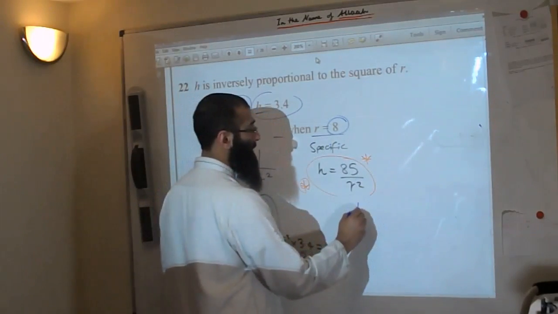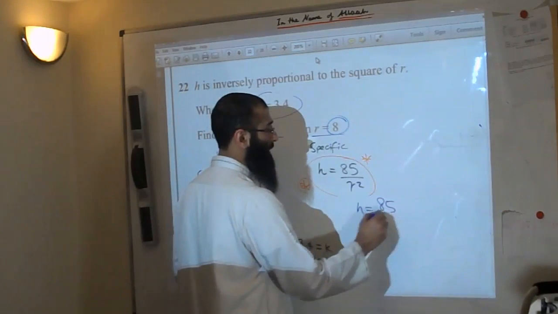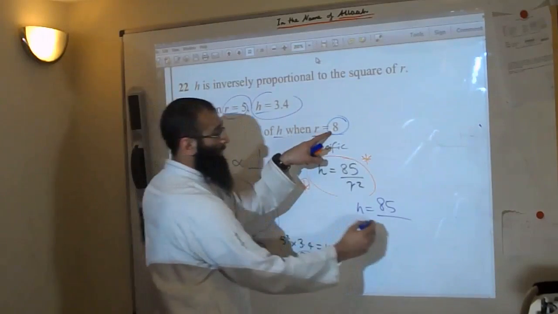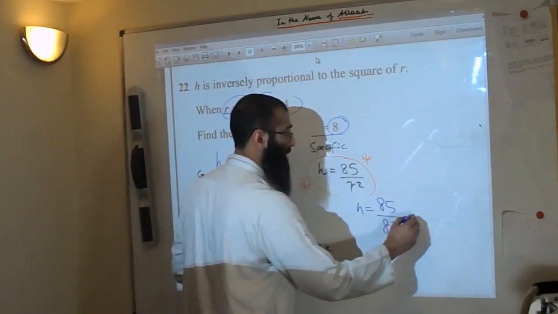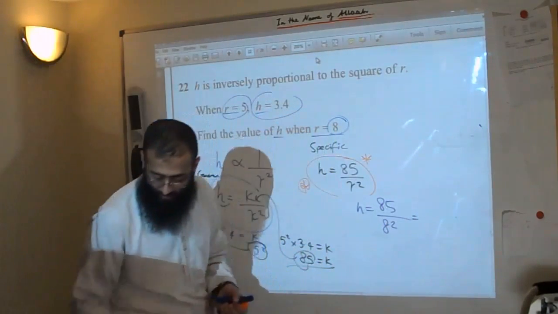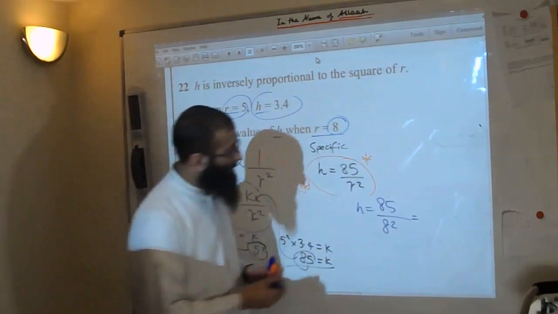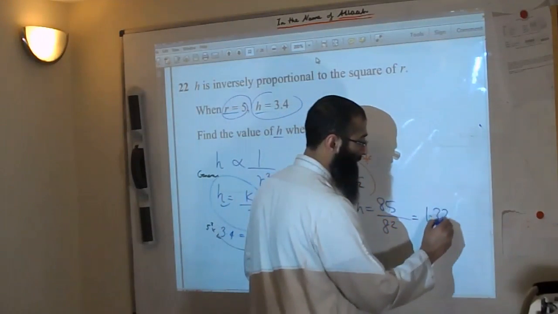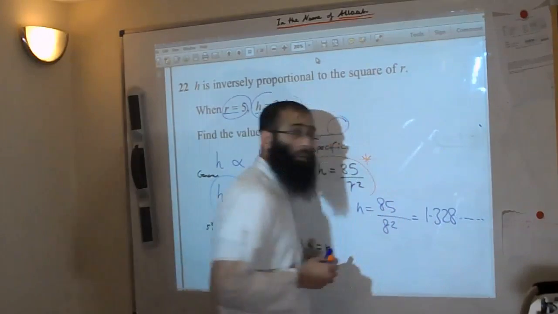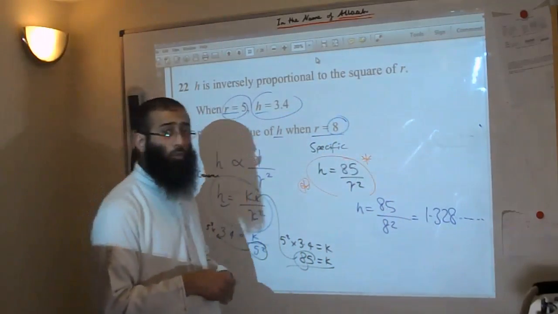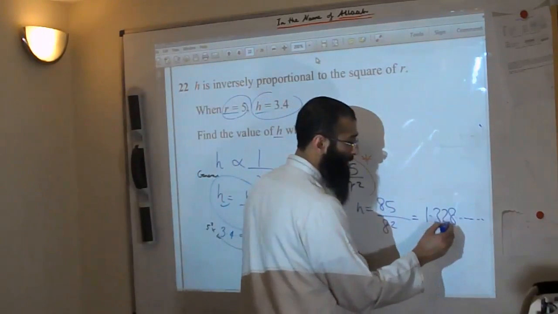Okay, so we have H is equal to 85 divided by R squared, which is 8 squared. Which will give you, let's have a look on the calculator, 1.328. Okay, now we can round this off to 2 decimal places.